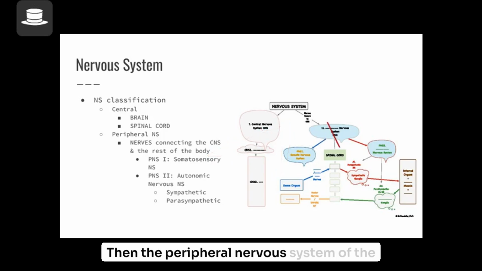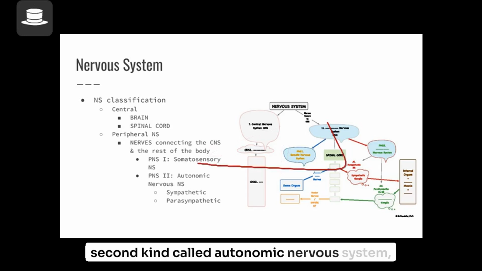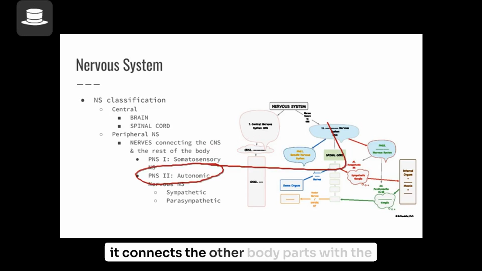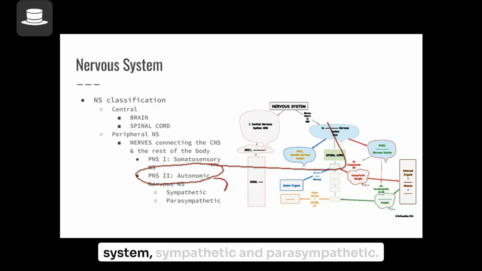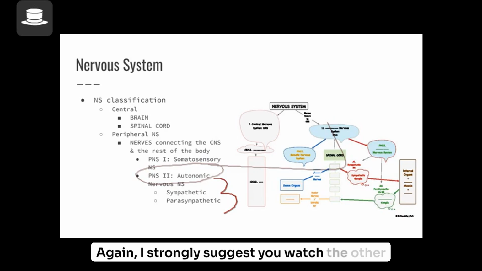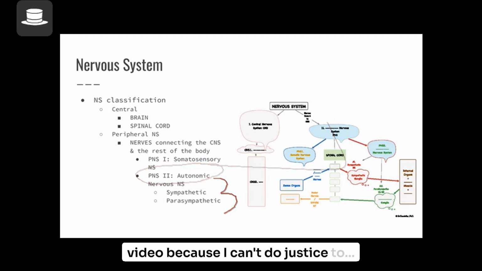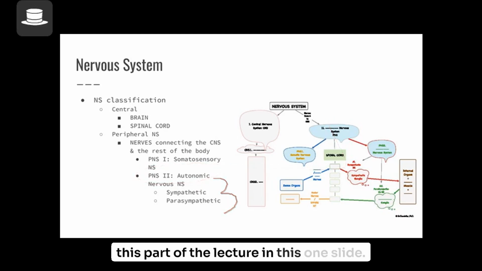Then the peripheral nervous system of the second kind, called the autonomic nervous system, connects the other body parts with the brain and spinal cord. And there are two kinds of autonomic nervous system, sympathetic and parasympathetic. Again, I strongly suggest you watch the other video because I can't do justice to this part of the lecture in this one slide. So there's another video that you can watch to get a better picture.